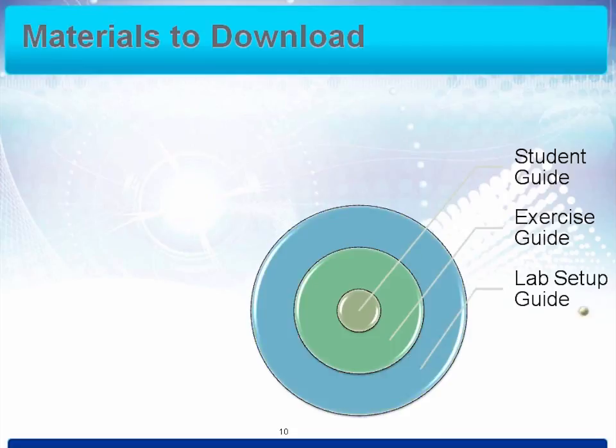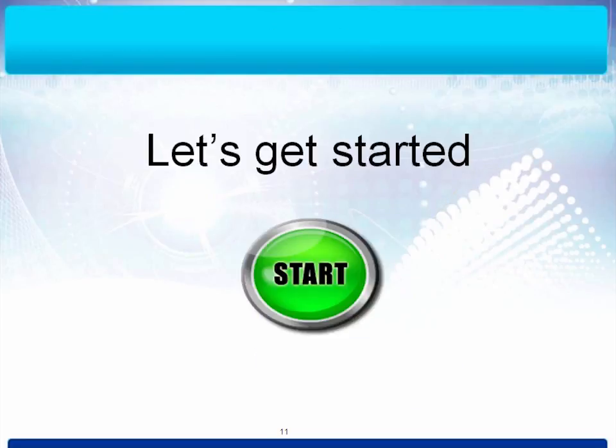There's also a lab setup guide, but basically the lab setup guide simply tells you that if you don't already have access to a C compiler on your system, to go ahead and utilize one of the online C compilers like we do in the courses. All right, so let's get started.